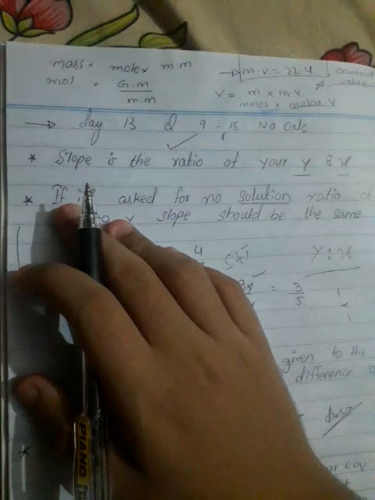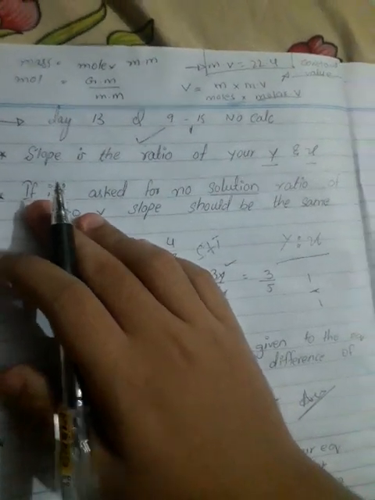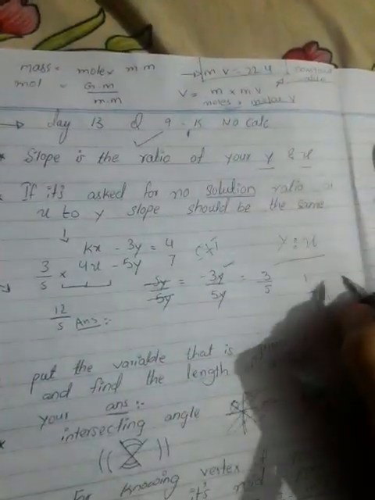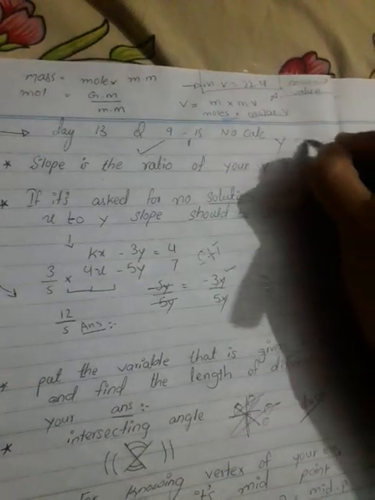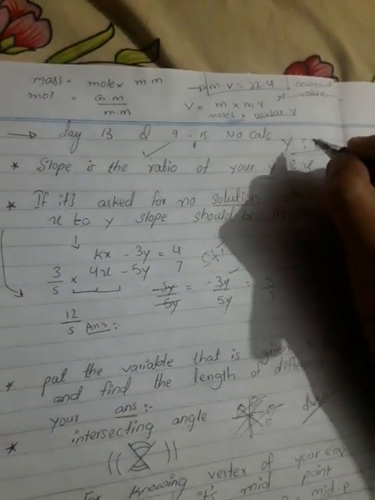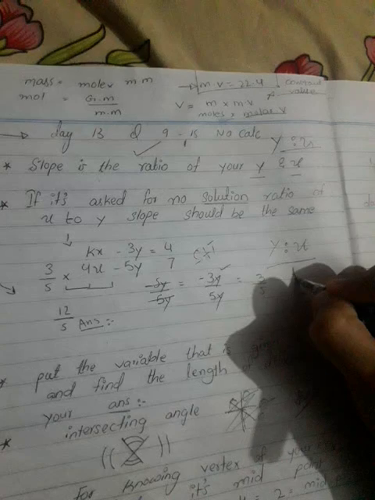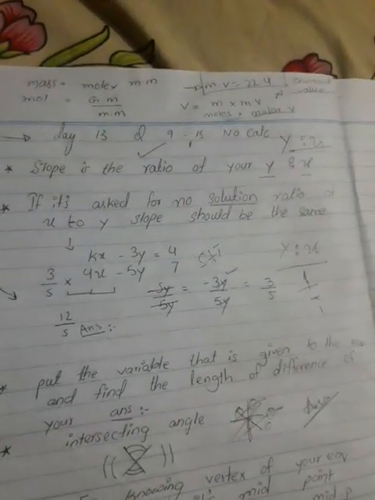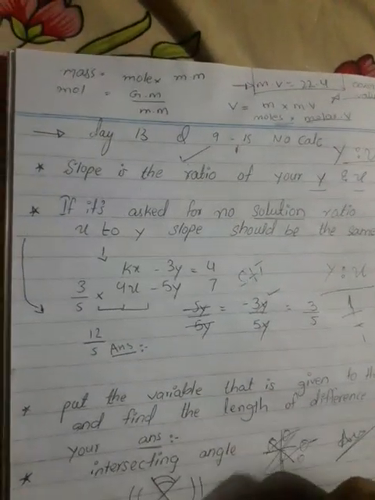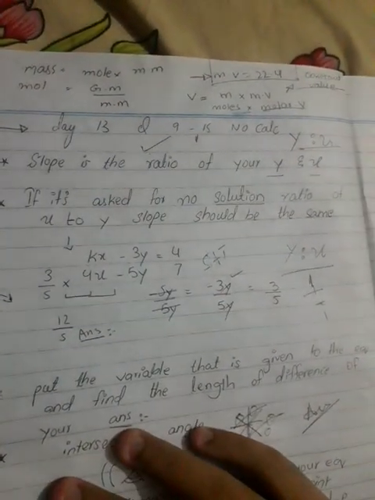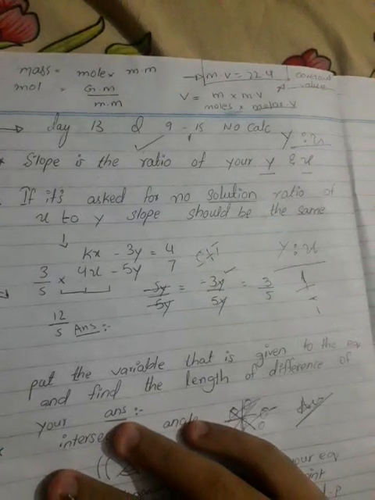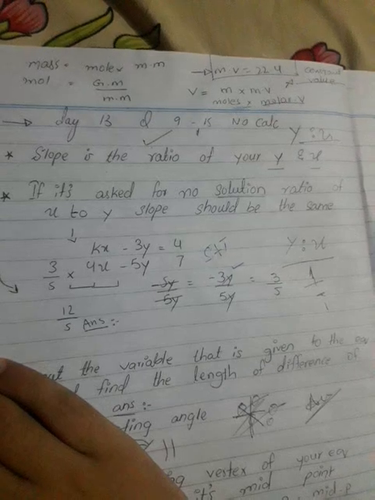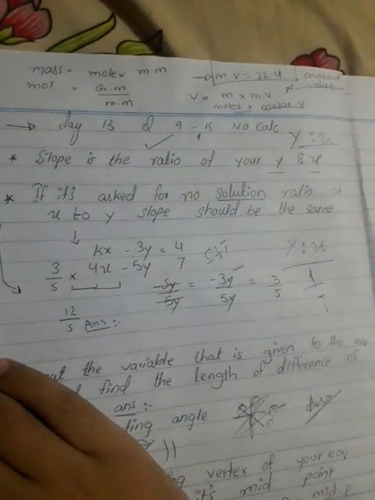Slope is the ratio of your x and y, or y and x, right? You can simply have an idea of a ratio. What is a ratio? That means somewhat in between of y and x. That is known as our slope. The thing that is in between of y and x is known as our slope. So if it's asked for no solution, the ratio x to y, the slope should be the same.